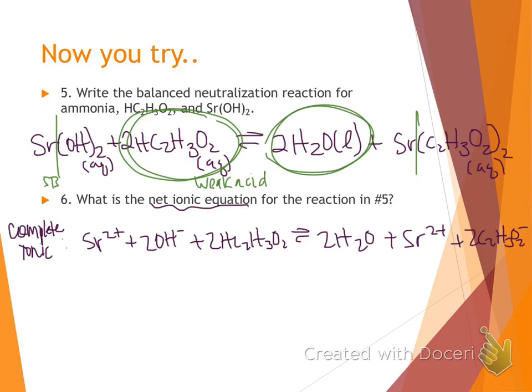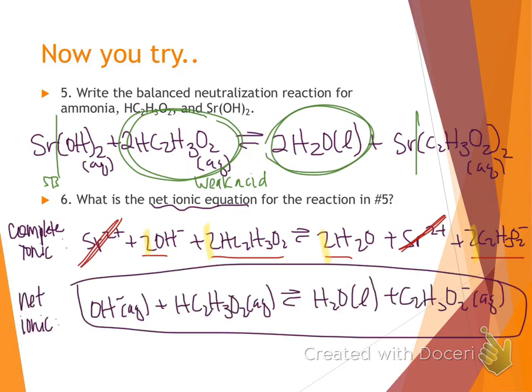As we take a look at our complete ionic, the only thing that's the same on both sides is that strontium ion. We don't have OH minus on both sides. We don't have acetic acid on both sides. We don't have water on both sides. And we don't have acetate ions on both sides. Notice that these all also have a coefficient of 2, which in our net ionic will reduce down. Again, if you went straight from our balanced chemical equation to your net ionic, that is absolutely fine, but you could go to that complete ionic in between as well.